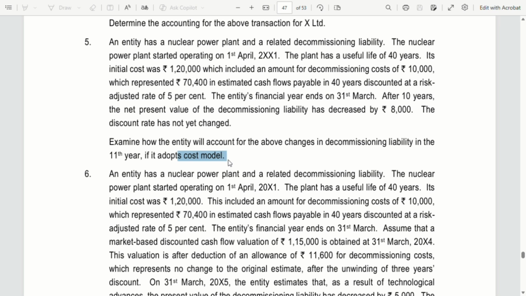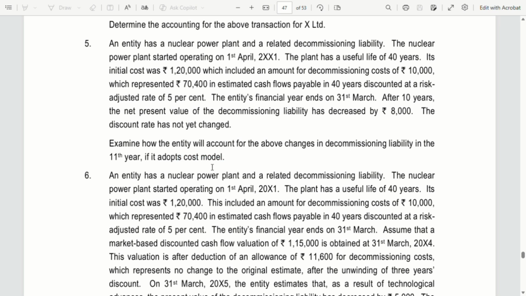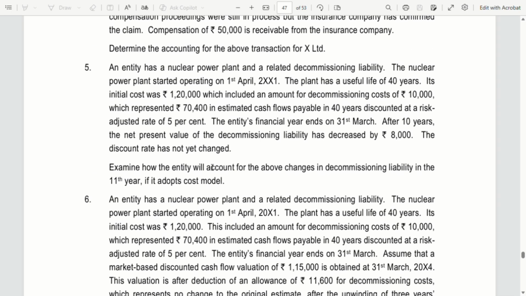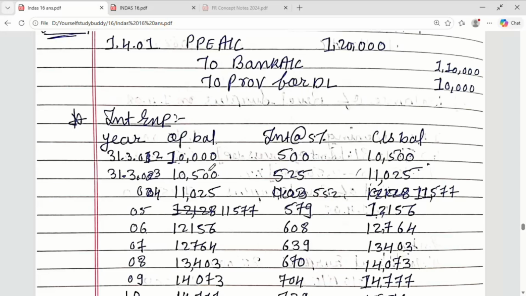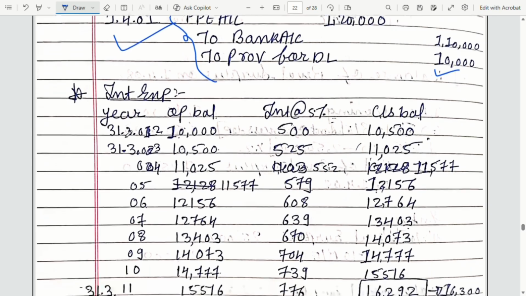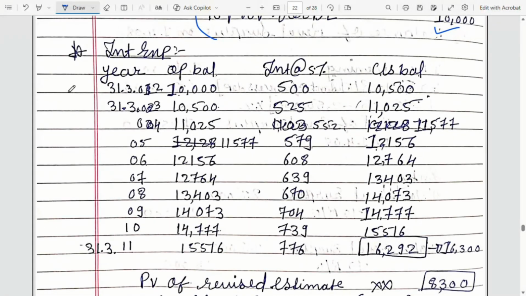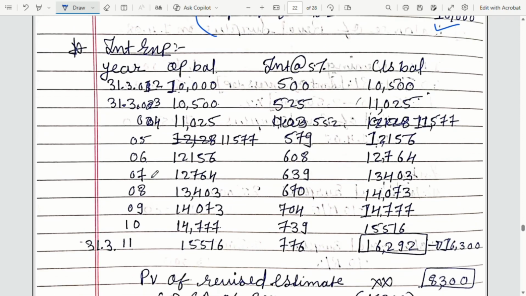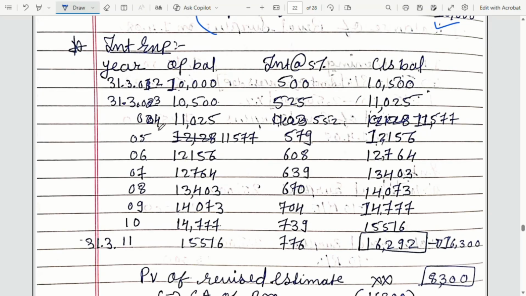So in the cost model we only make adjustments in PPE and in our provision for decommissioning liability when it is a cost model. Okay, let's see the solution, how we will solve this. So on 1st April 2001, we will make a journal entry like this: PPE account to bank to provision for decommissioning liability. We will create our provision for this amount. Now we are going to calculate the interest expense. On the liability we have booked here, we now have to charge interest every year. Okay, so that we are doing in the next step.